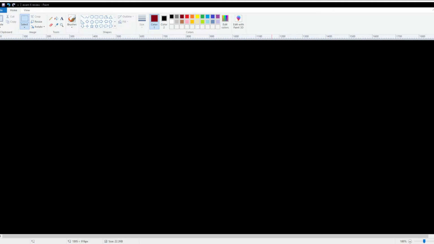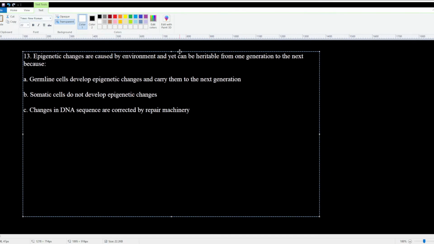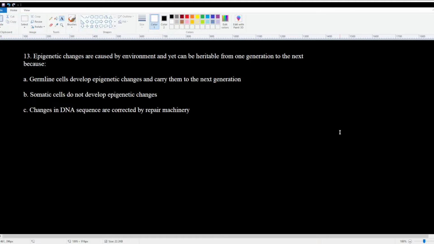Moving on. Number 13. Number 13 is asking: epigenetic changes are caused by environment, yet can be inheritable from one generation to the next. Because A, germline cells develop epigenetic changes and carry them to the next generation. B, somatic cells do not develop epigenetic changes. Or C, changes in DNA sequence are corrected by repair machinery. Okay, so for your exam, I'm not sure if you're going to get 3 answer options or 4, but 1 out of 3 chances is pretty good to me.